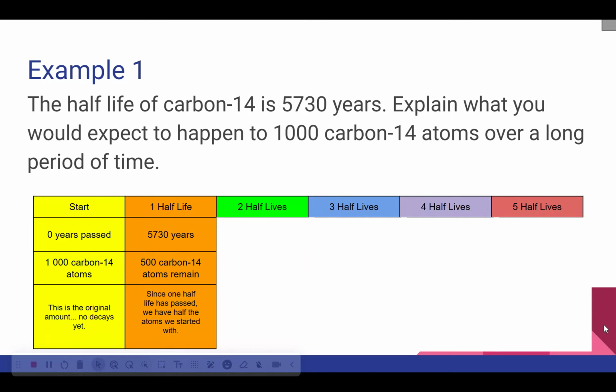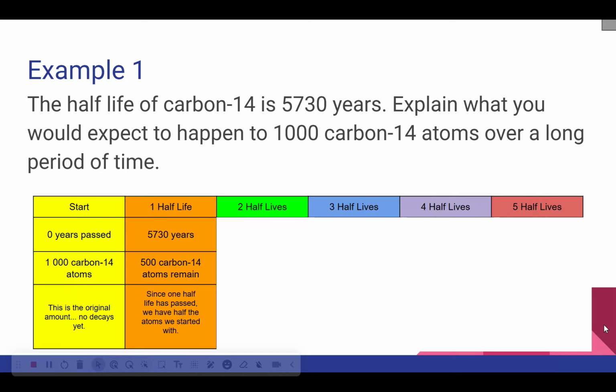So, after 5,730 years have passed, I would expect only 500 carbon-14 atoms to remain, because it's half of what I started with, half of the 1,000. That doesn't mean the other 500 atoms have just disappeared, but they have transmutated from carbon-14 through processes like alpha or beta decays into a more stable element. Now, what happens if I wait so that 2 total half-lives have passed? It's not just one half-life, but 5,730 more years.